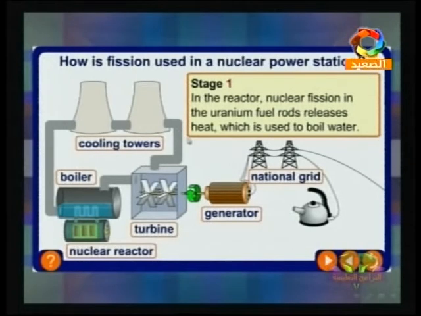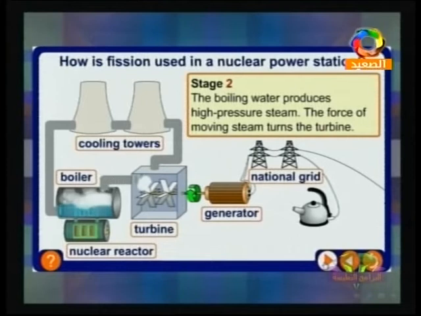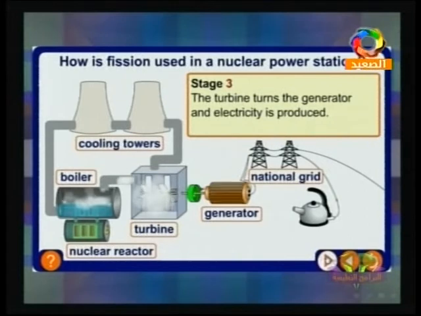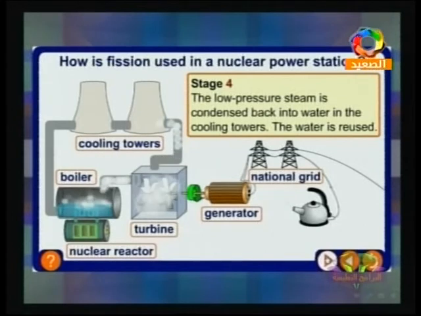So again, for the last time, number one, we have the reactor, where nuclear fission in the uranium fuel rods releases heat, which is used to boil water. Step two, the boiling water produces high pressure steam, and the force of the moving steam turns the turbine. Stage three, the turbine turns the generator and electricity is produced. Number four, the last one, the low pressure steam is condensed back into water in the cooling tower. The water is reused again.